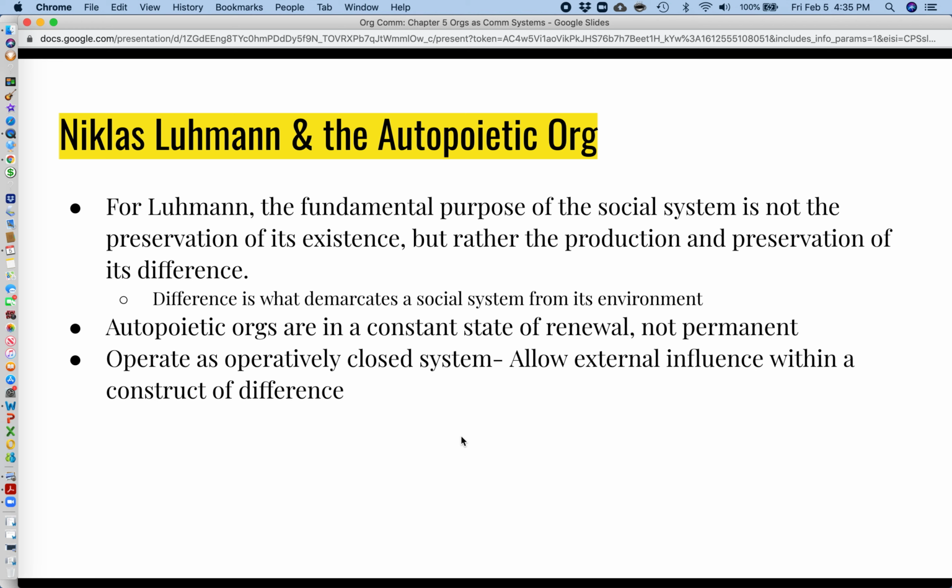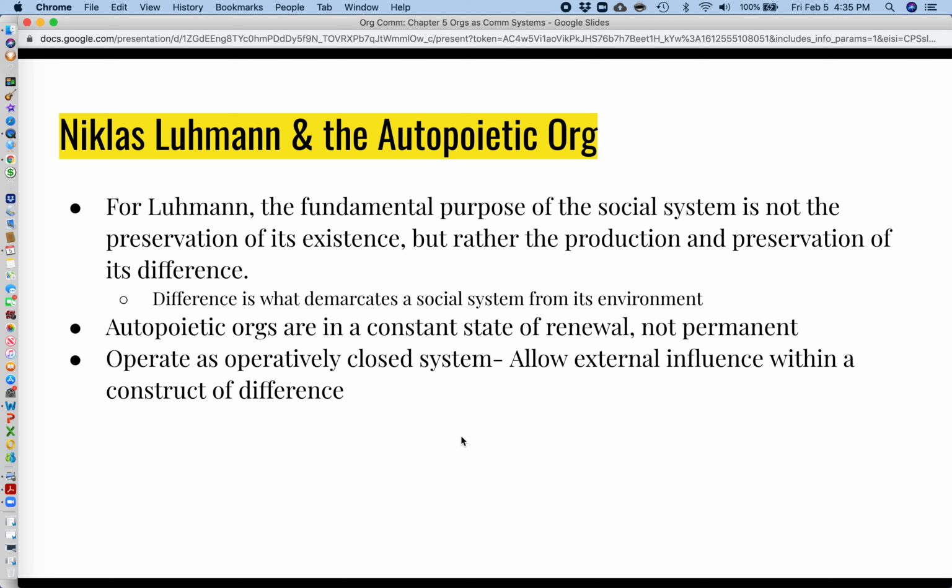And so for Luhmann, the fundamental purpose of the social system is not the preservation of its existence, but rather the production and preservation of its difference. So what he's saying here is that difference is what demarcates a social system from its environment. So what he's saying here is that organizations are, in a way, defined in the negative. Organizations are defined by what they are not. They're not everything outside of the organization, right?